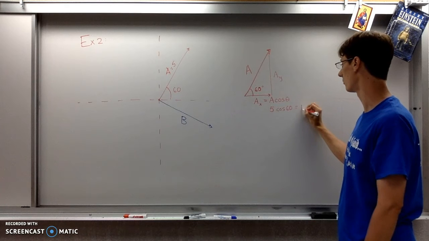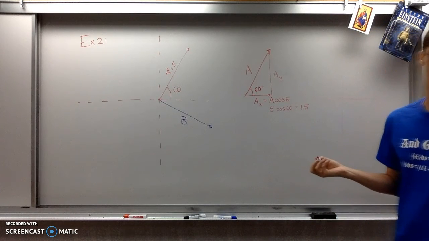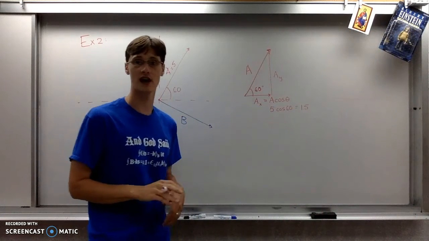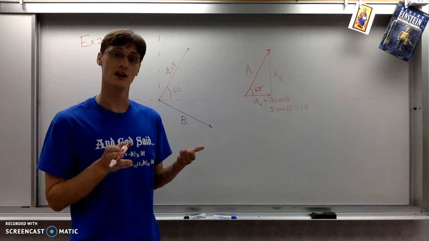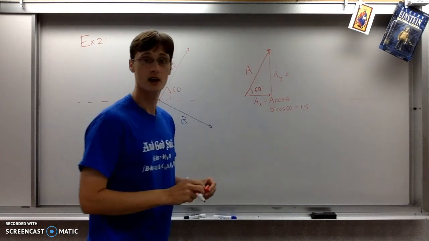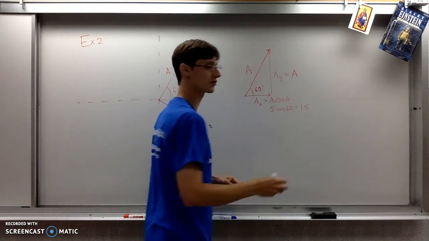That's going to be 1.5. Right, maybe it's meters, I don't know, whatever. It doesn't say what the units are, but 1.5 is the X component of A. All right, now this one. The Y component of A is going to be proportional to the what trig function?